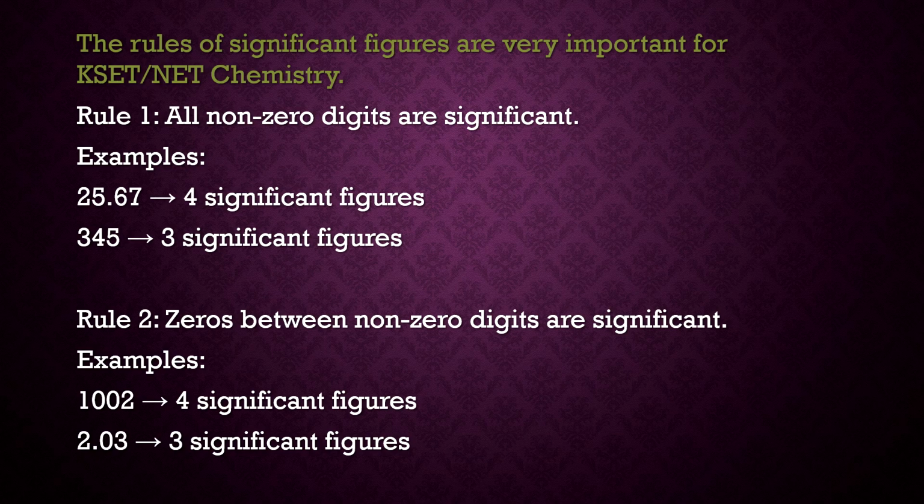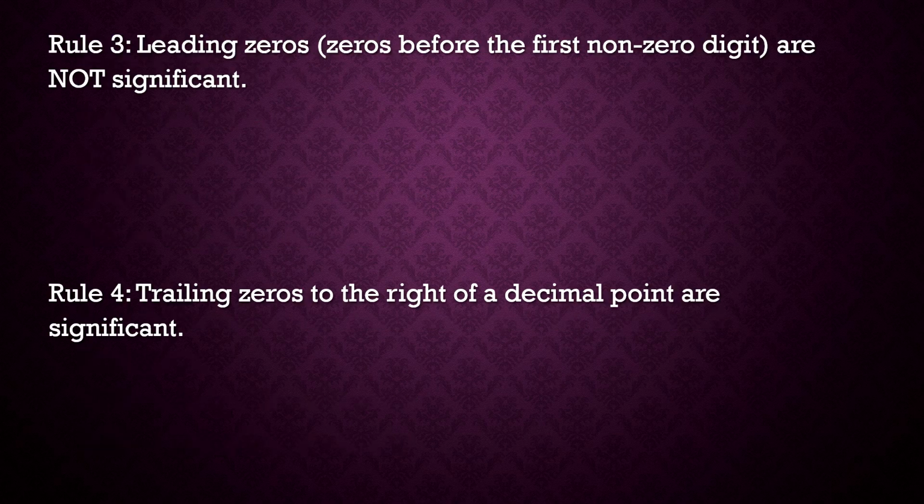So these rules are very important for understanding significant figures. If you are not getting it, just take a screenshot and learn about it. Okay, let's go to the third rule, that is leading zeros. Zeros before the first non-zero digit are not significant.